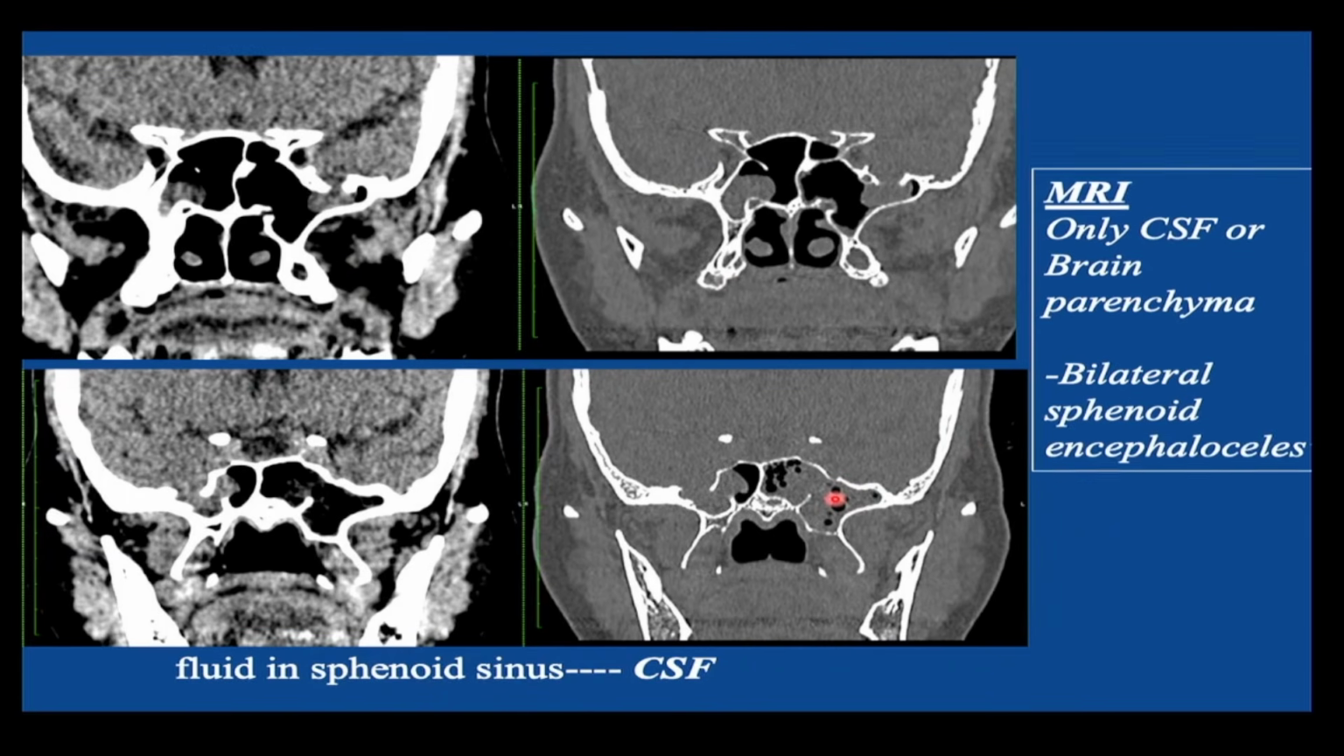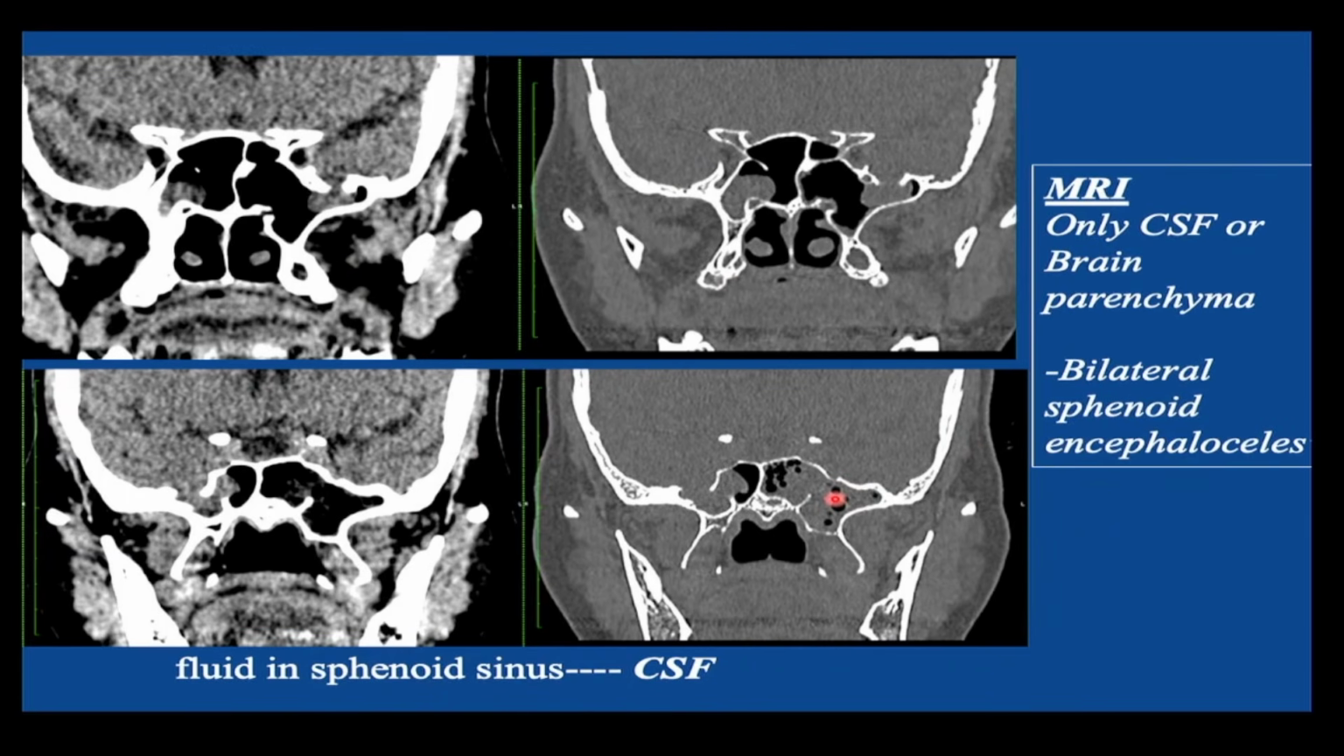Now what? So you have to go ahead. I have not done MRI of this patient because this was just recently done. It will be done tomorrow or day after. Why? Because MRI is going to tell you whether this is just CSF or there is brain parenchyma. I bet on this being brain parenchyma, and this is probably the CSF. So this patient has a bilateral sphenoid encephalocele. Whether this is an encephalocele or just CSF, you never know.